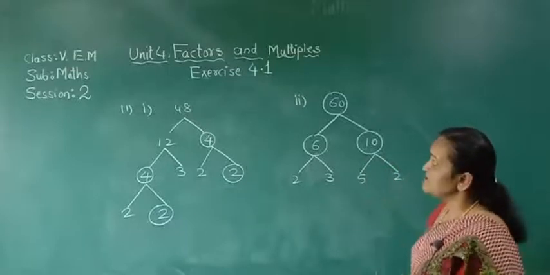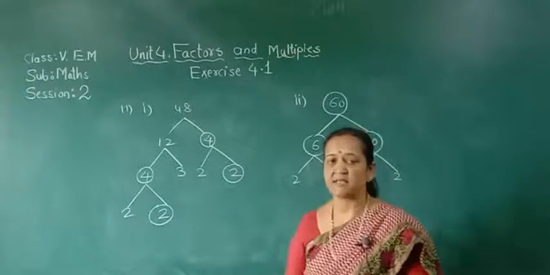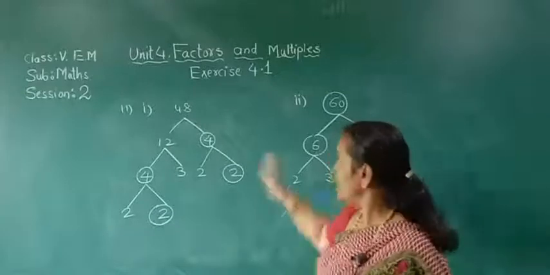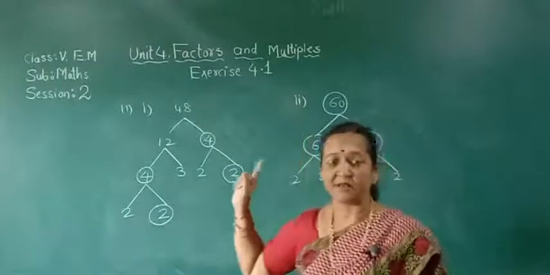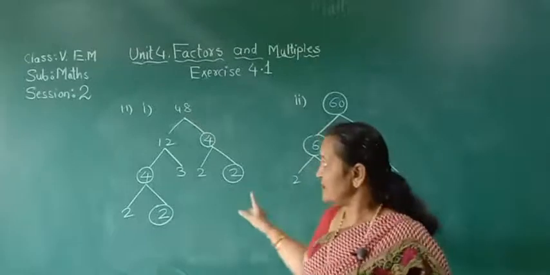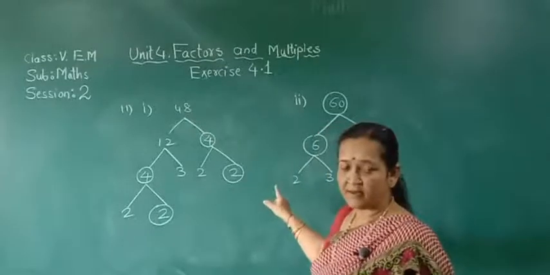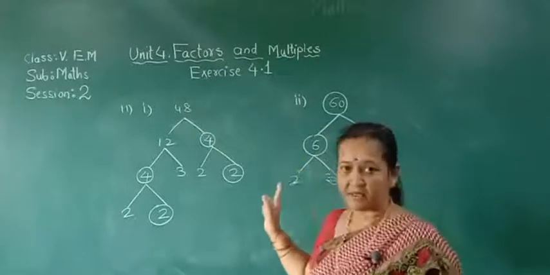Got this, children? So here we have completed exercise 4.1 and the chapter, factors and multiples, also completes. This is the end of the lesson, unit 4, factors and multiples.